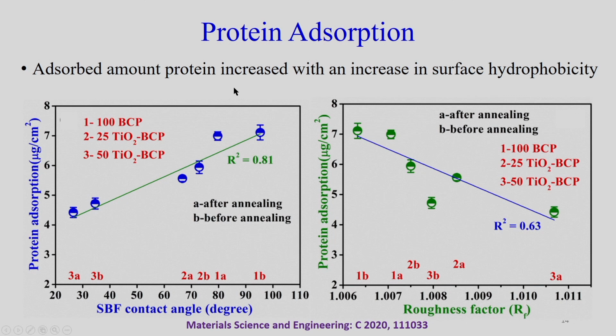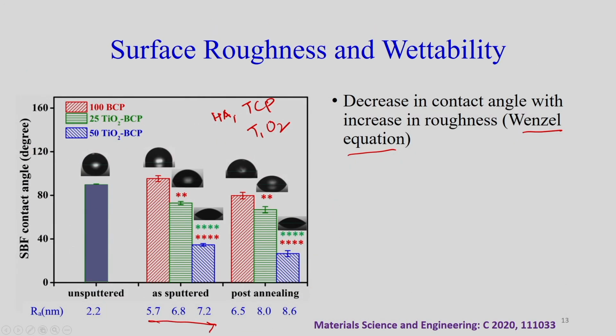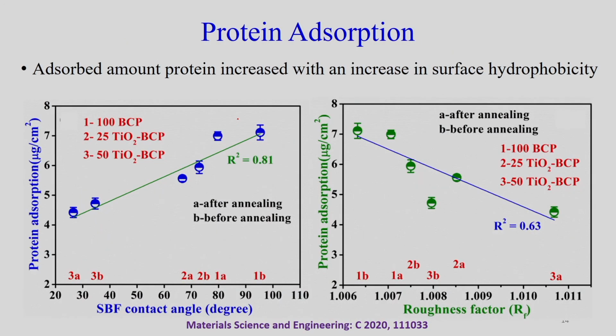So, now protein adsorption. Depending on the mixture, or you can say depending on the ratio of TiO2 and BCP, we are observing the highest adsorption for the 100% BCP, then for the 25% TiO2 and 75% BCP it is decreasing, then for the 50% TiO2, 50% BCP it is decreasing further. It means here the protein adsorption is following the same trend as the hydrophobicity. This was the highest hydrophobicity, followed by this, and in a similar manner the protein adsorption was found to increase with the hydrophobicity.